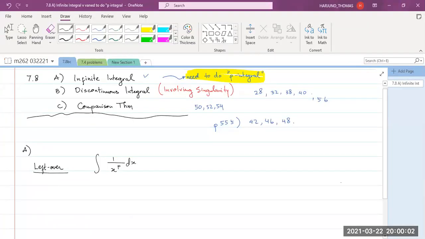Yeah, I'm here. Okay, so the integral of 1 over x to the p dx is divergent when p is less than or equal to 1. It is convergent when p is greater than 1. In fact, it is convergent to what? I don't remember that. I think that's 1 over 1 minus p. Oh, by the way, that's from 1 to infinity. Negative of 1 over 1 minus p.